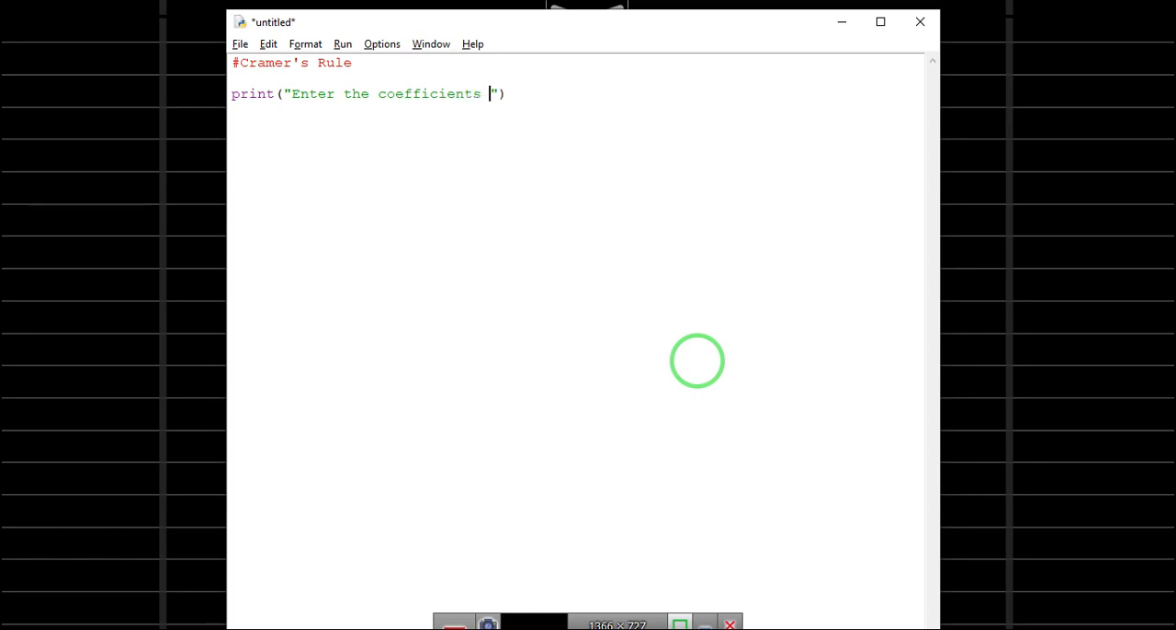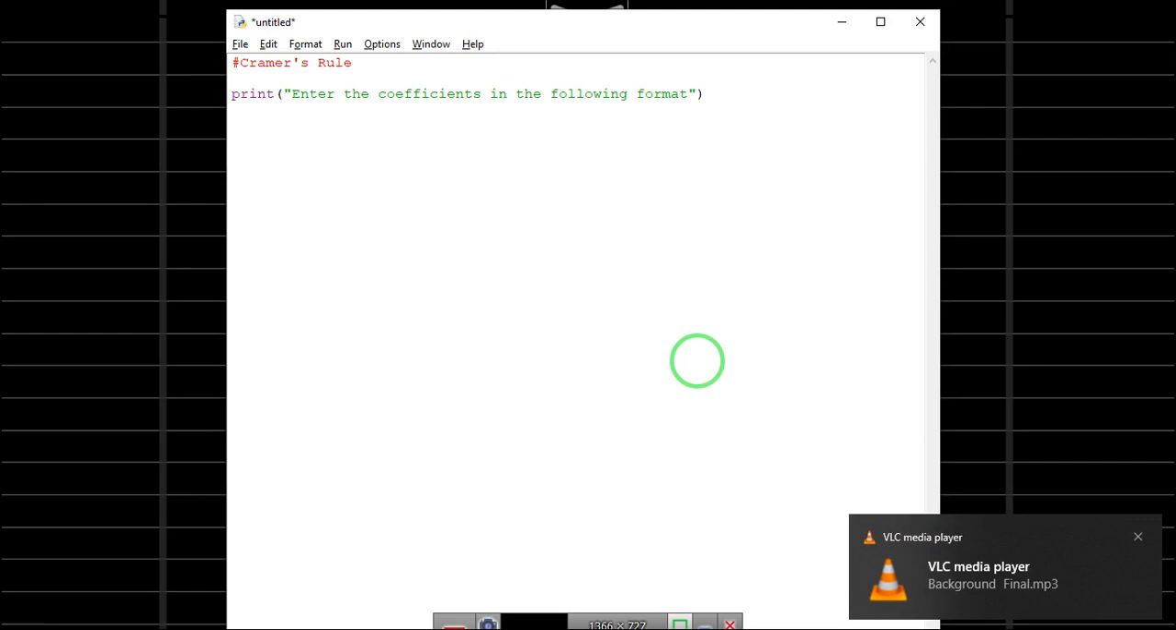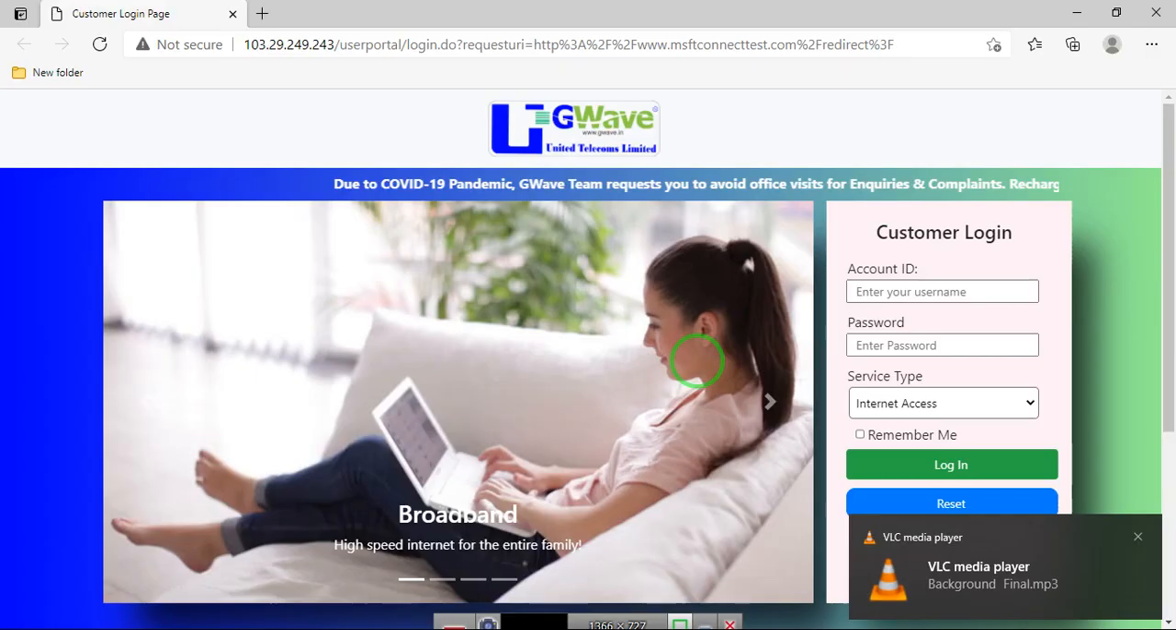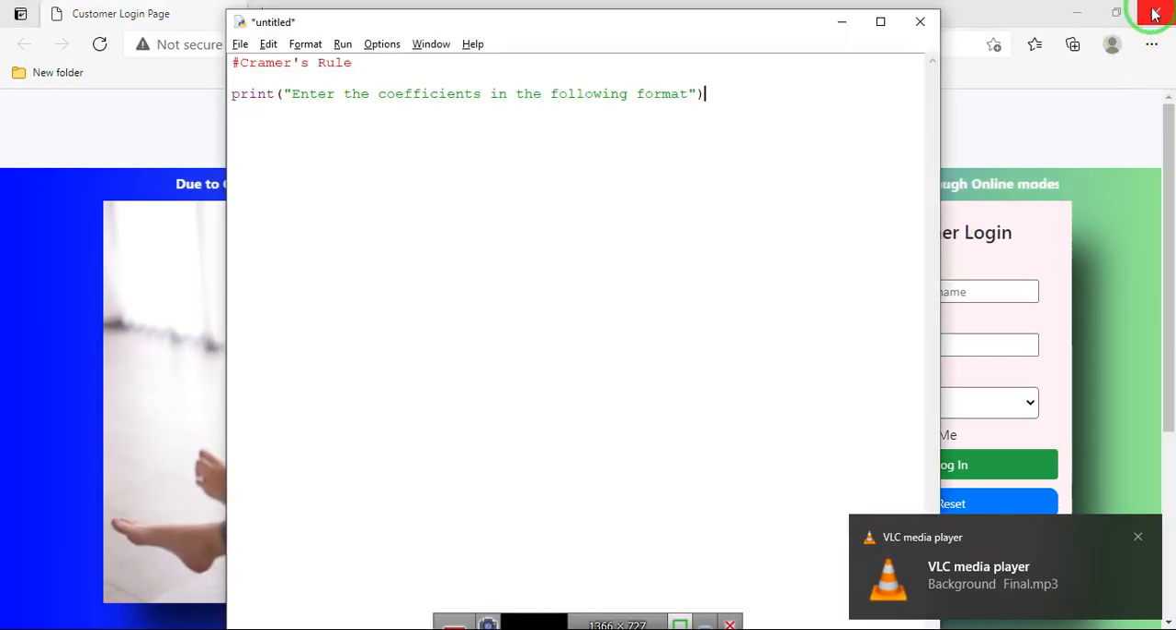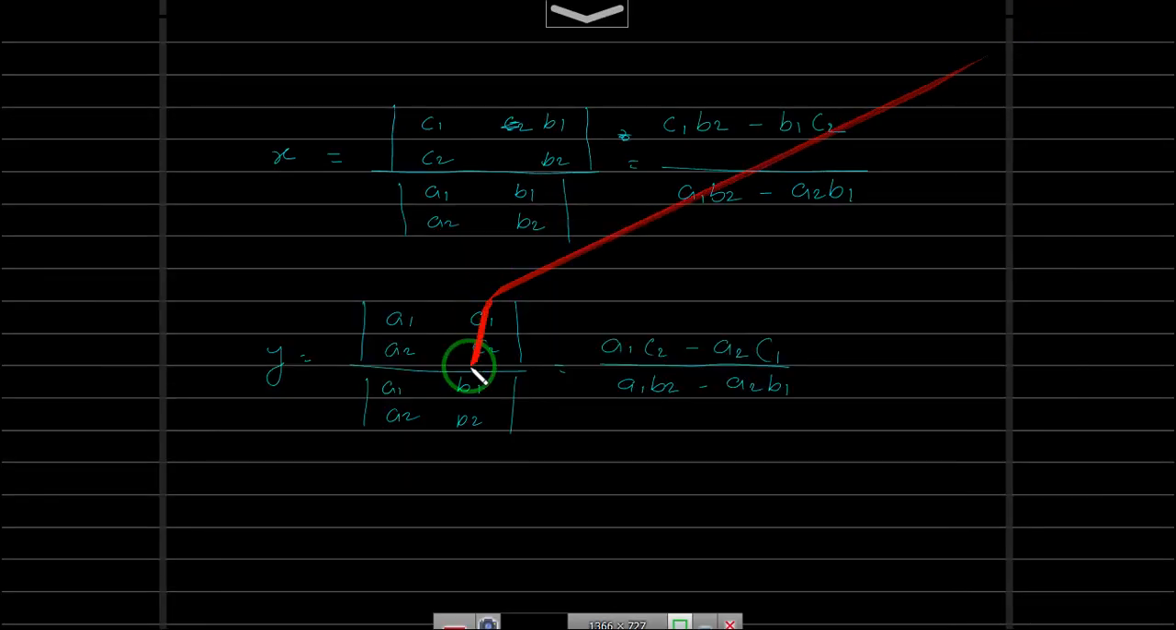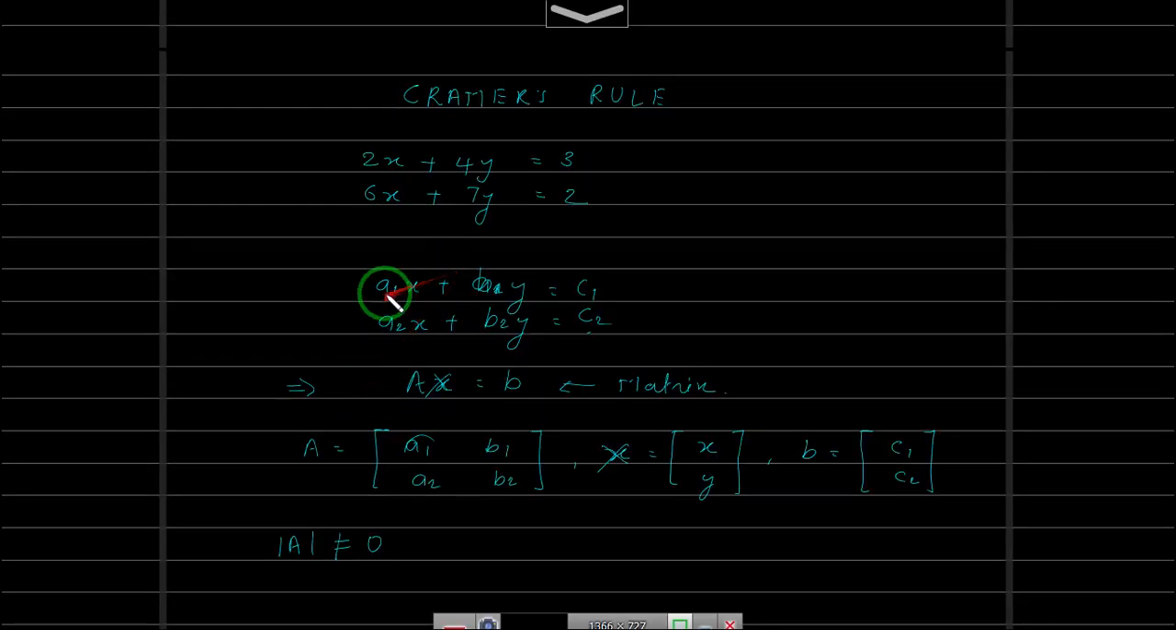Enter the coefficients in the following format, because the user might not know how to enter them. Because this is our system, we assume that a1, b1 and c1 are the coefficients of the first equation, and a2, b2, c2 are the coefficients of the second equation. So let us tell the user to enter the coefficients in this fashion. So let us print that.